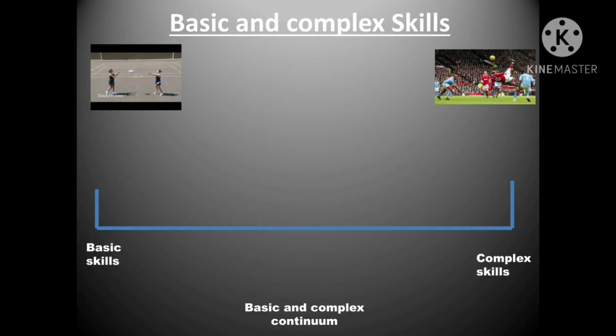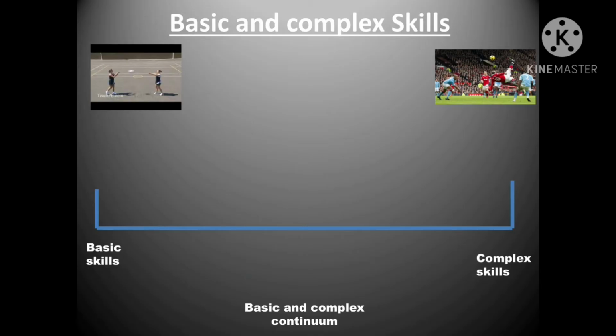So in our basic end, we've got a simple standing chest pass. In basketball, quite simple. There's nobody in the way. We can get the ball straight to our player. It should be relatively easy to do. If we're doing a standing one, we're only really using our arms to propel the ball.